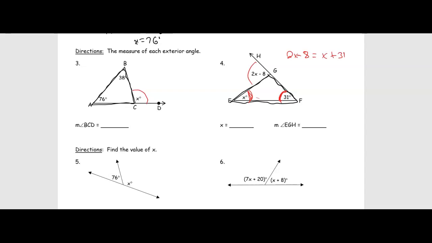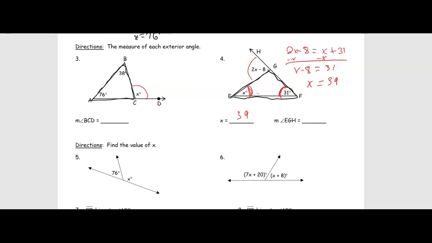Okay? So we can do that. Solve this equation. 2x minus 8 equals x plus 31. Add your 8 over, and then we should get that x to be 39. Once we know that's 39, then this is asking for angle EGH. So here is E to G to H. So it's asking you for this angle right in here.